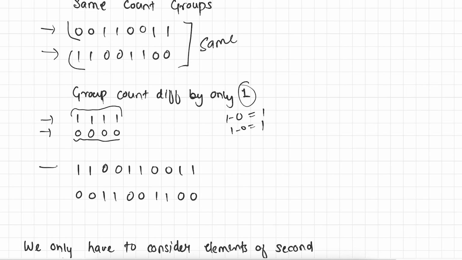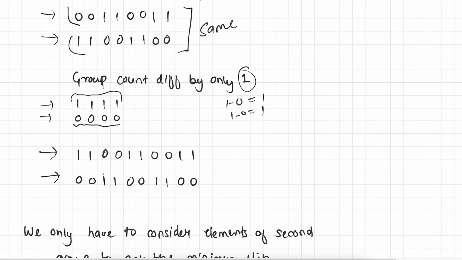Now moving to next example. Now this is where things get tricky. Here if you see this binary array, you can see that the count of groups of 0 is less than the count of groups of 1.